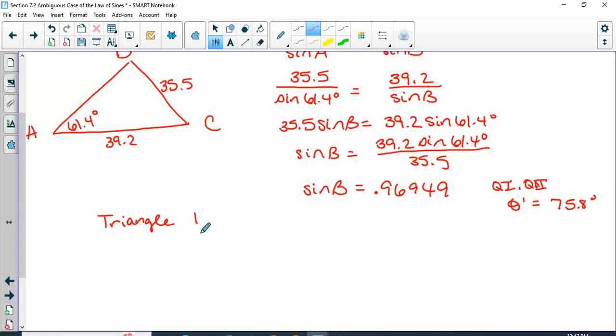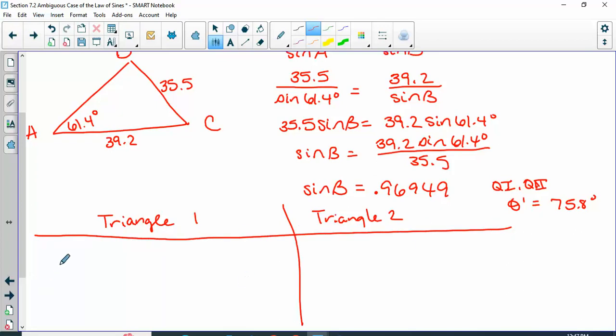So triangle 1, triangle 2. In triangle 1, that's my quadrant 1, my angle could be 75.8 degrees. If we're in triangle 2, that's in quadrant 2, how would I get my angle? Subtract from 180.